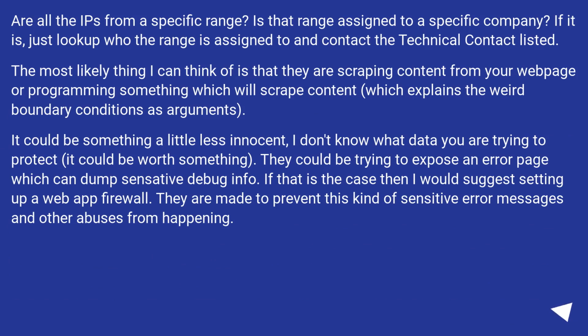Are all the IPs from a specific range? Is that range assigned to a specific company? If it is, just look up who the range is assigned to and contact the technical contact listed. The most likely thing I can think of is that they are scraping content from your web page, or programming something which will scrape content, which explains the weird boundary conditions as arguments.